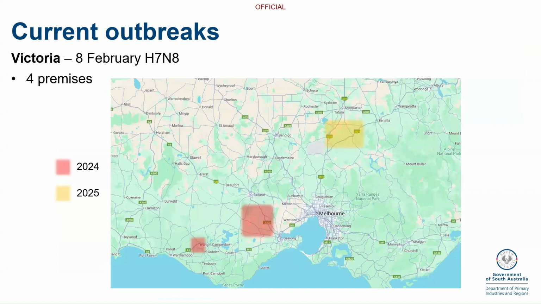For those of you like me that are not so familiar with Victoria, this map gives you a better perspective of where the Victorian outbreaks have occurred geographically, with the 2024 outbreaks in the lower left of the map in the red colour, and the current outbreak in the top right-hand corner of the map in the yellow.